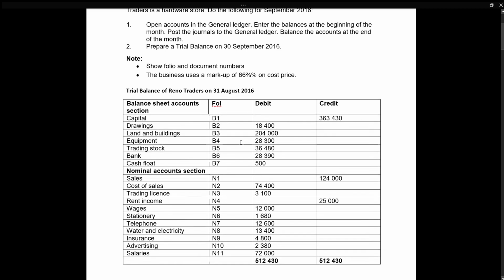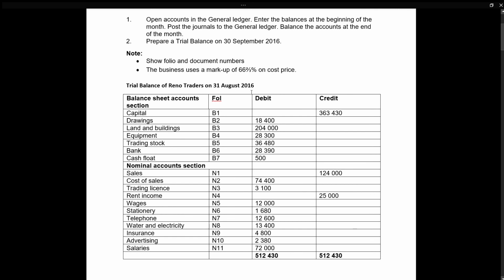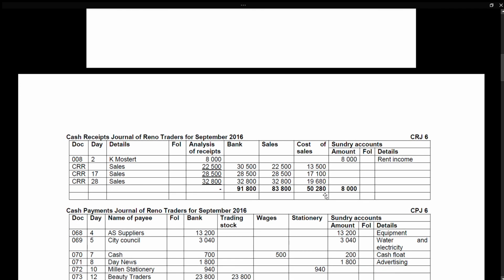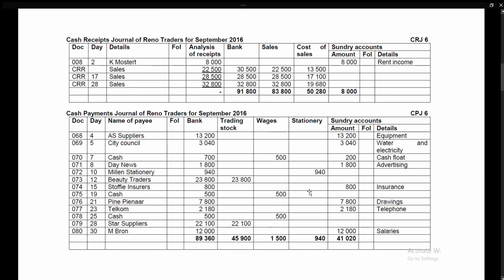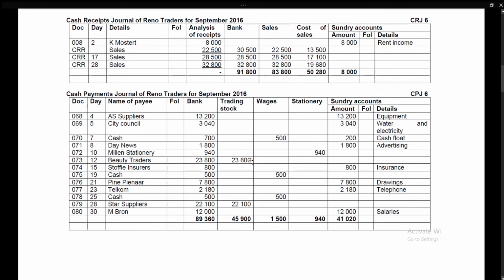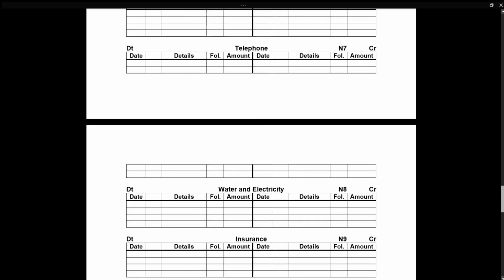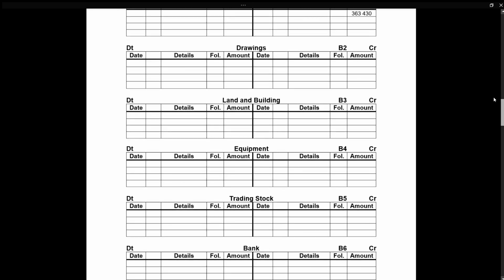So, trial balance of Reno Traders on the 31st of August 2016. You need to remember that the closing balances of August will be the opening balances of September. Therefore, this is all of my opening balances in my general ledger. These are the transactions during September, which I will post over to my general ledger, and then we will do our trial balance right at the end.